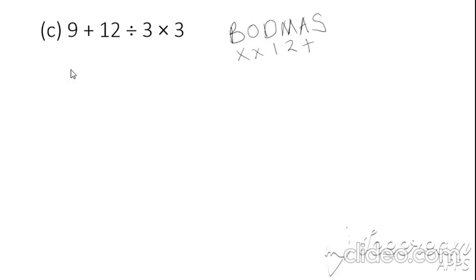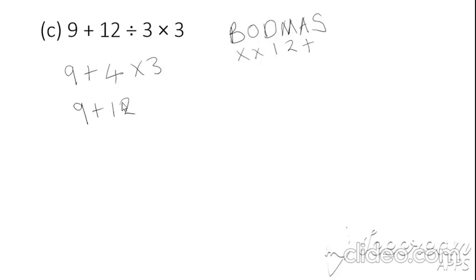So here I'm going to maintain 9 plus 12 divided by 3, that is 4, times 3, just maintain like that. And then here what are you going to do? Which one is coming first between addition and multiplication? Multiplication is coming first. So we're going to multiply and then later on you add. So I'm going to maintain 9 plus 4 times 3, that is 12. Okay, so that's how you do it.